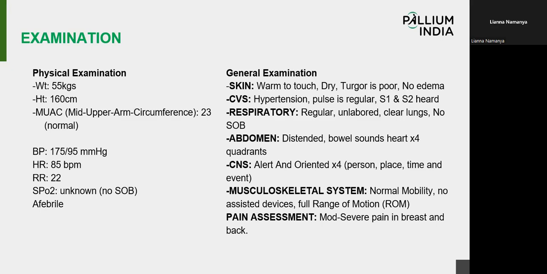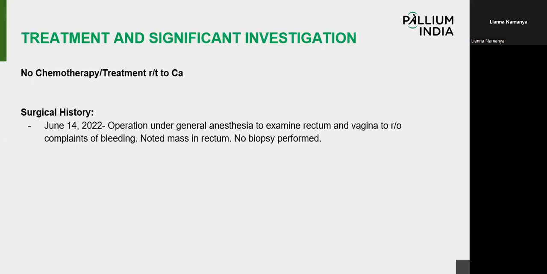She is alert and oriented. Her memory is there. She knows where she is, what's happening with her diagnosis. She doesn't have any mobility problems, no assisted devices, full range of motion, which is good, so she can still take care of herself at home. For her pain assessment, there's moderate to severe pain in breast and back. That is when she is not on morphine, which I will discuss soon.